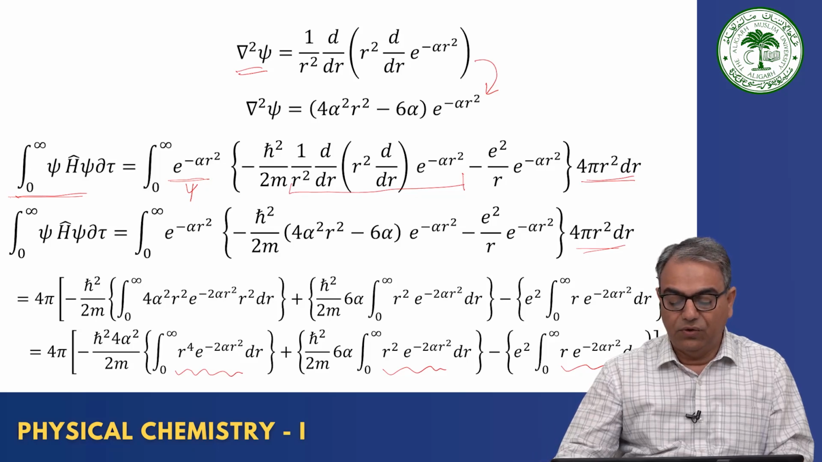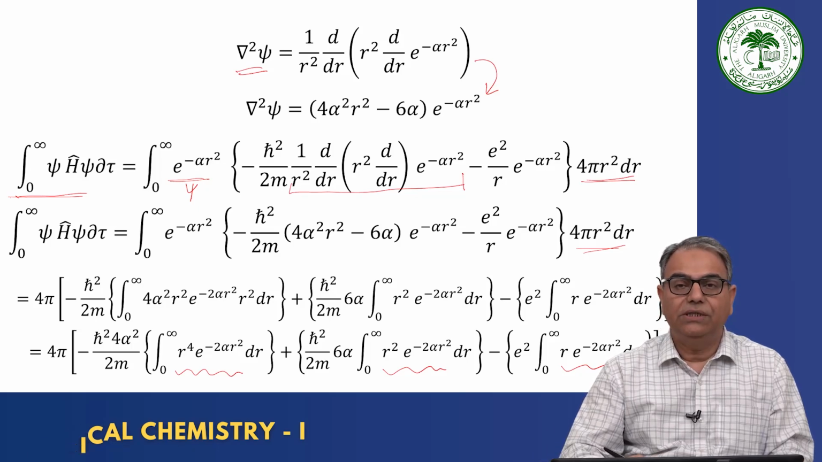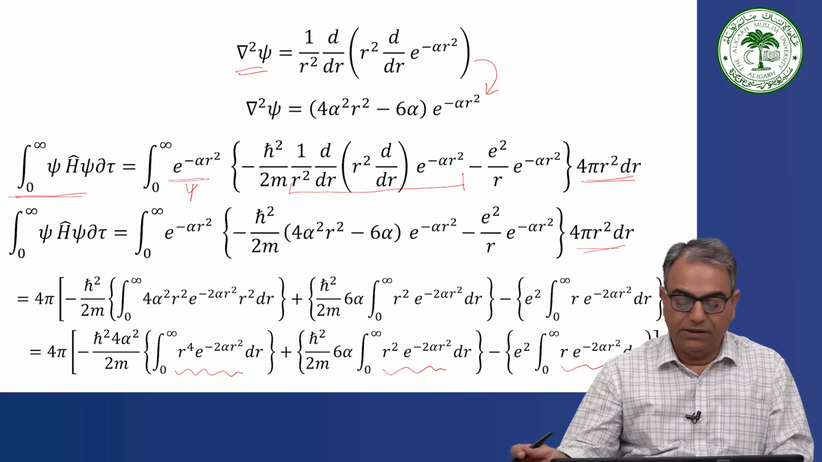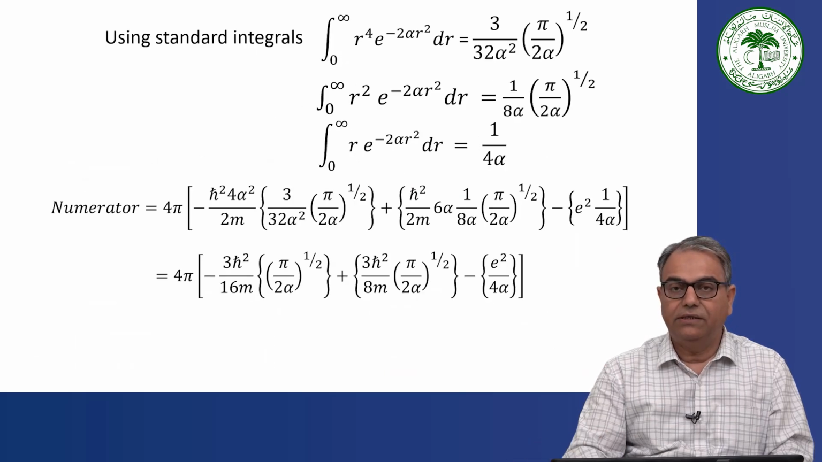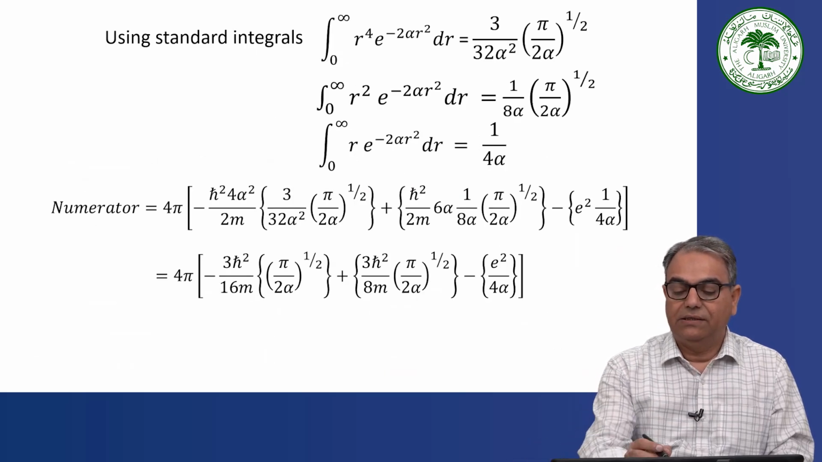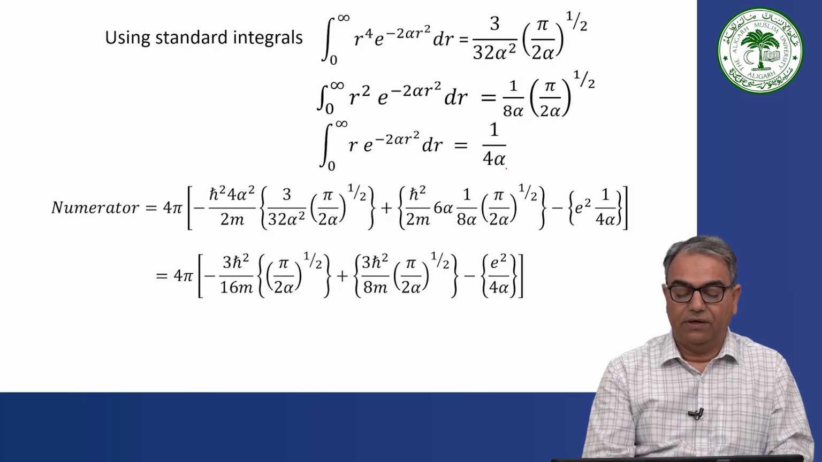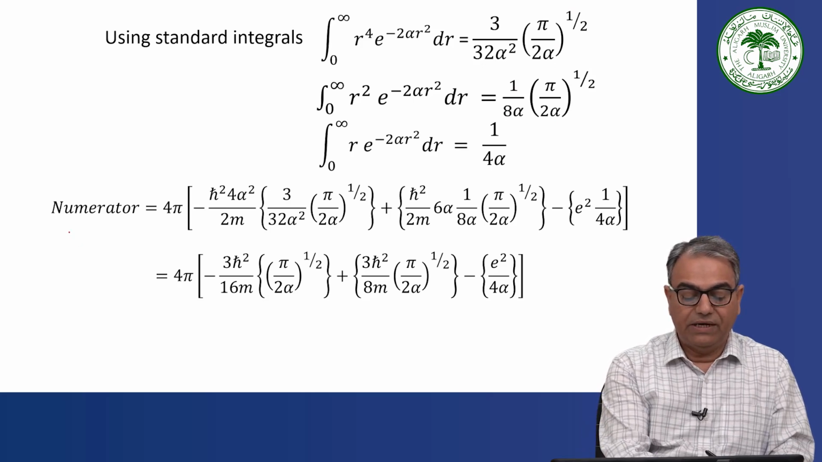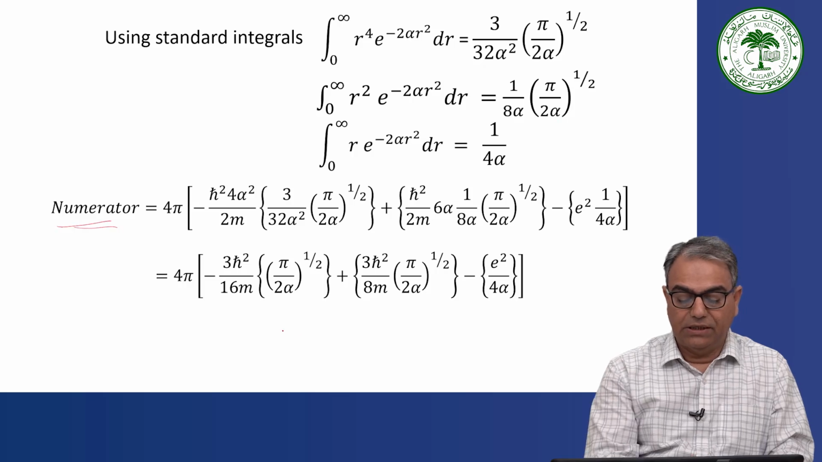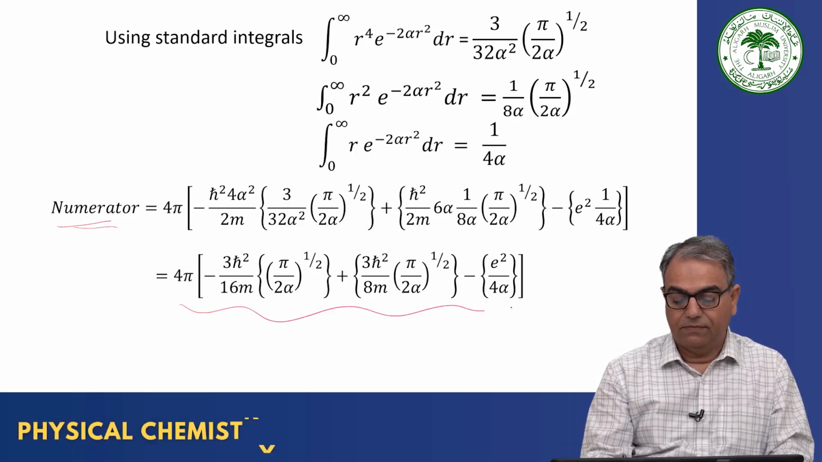For doing these integrals, we use a standard integral table. And if you use a standard integral table, what you find is that these are the standard integral values: 3 divided by 32 alpha square, square root of pi divided by 2 alpha, and then 1 by 8 alpha, square root of pi divided by 2 alpha, and 1 by 4 alpha. If you use this, then we can find the numerator, and the numerator is equal to this. Okay.